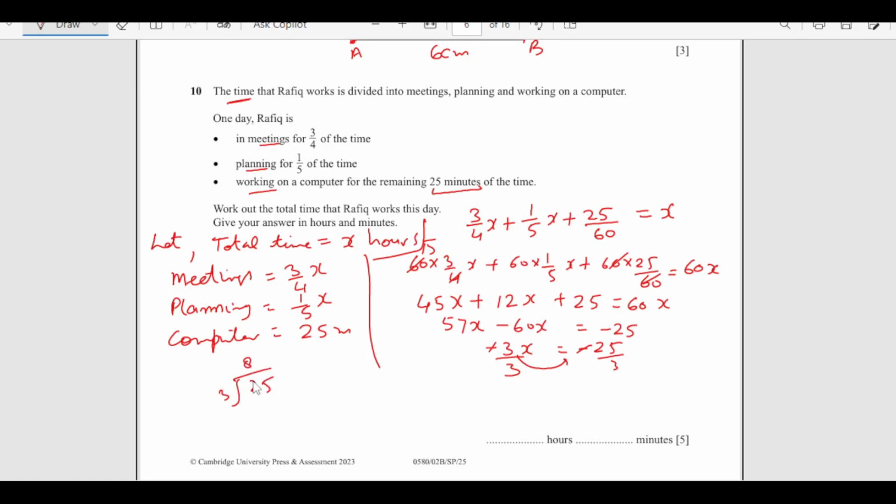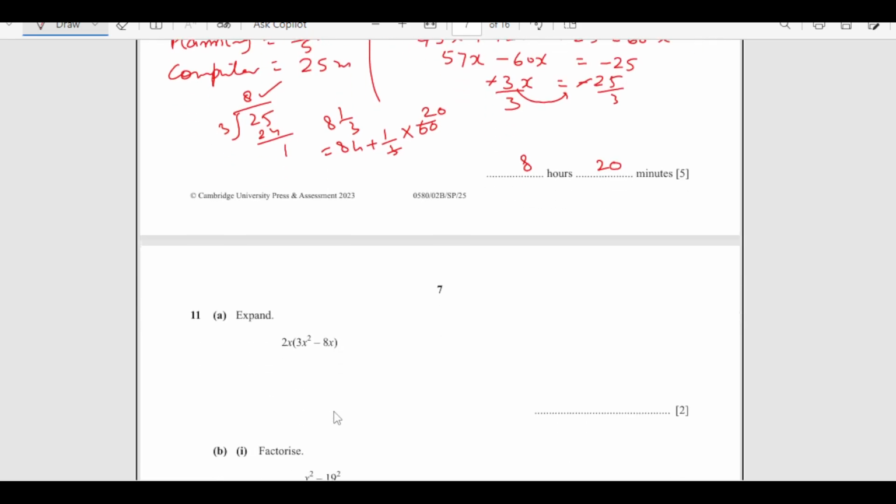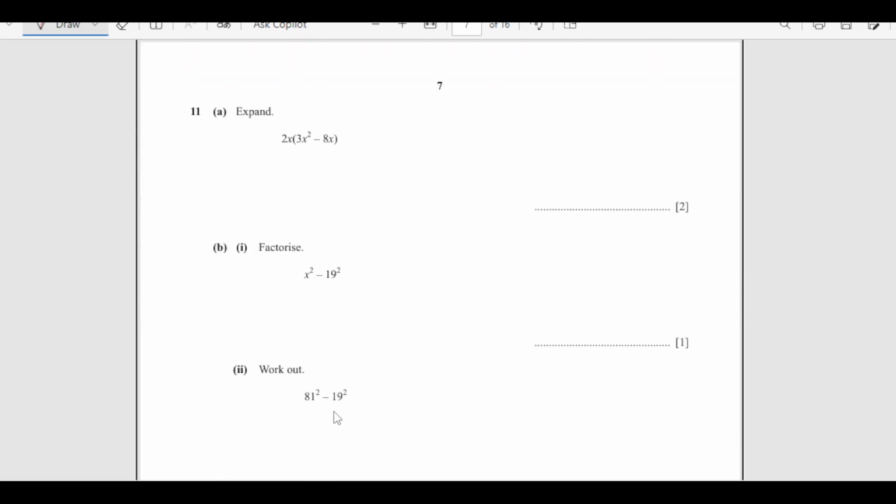3 times 8 is 24. So 8 hours, and remaining we have 1/3. So it is 8 1/3. So that means 8 hours plus 1/3 times, I put times 60 to convert into minutes. So 20 minutes. So we will have 20 minutes here, right? So this is a 5 marks question, so you have to be careful while doing calculations. A single mistake can sometimes cost a lot, so remember, go slowly in these kinds of questions.